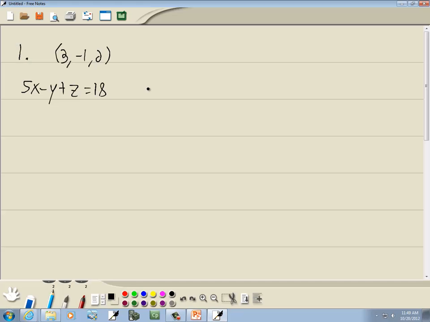We got 7x plus 3y minus 2z equals 14. And we got x plus y plus z equals 4. Now, they give us this ordered triple, so that's x, y, and z. So we'll just plug in the x, y, and z into the appropriate places.